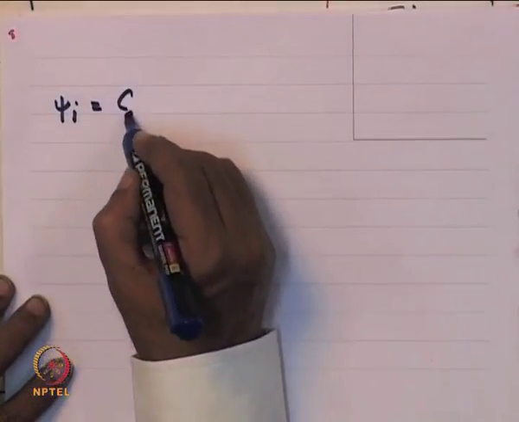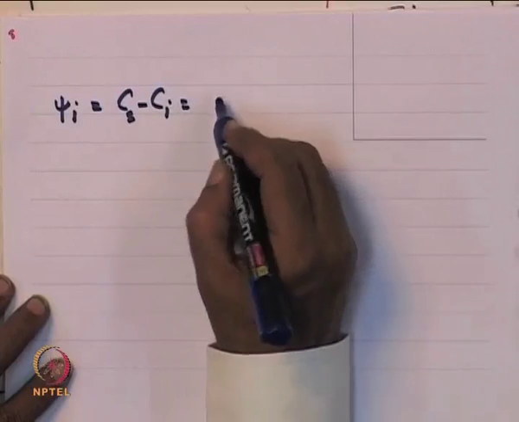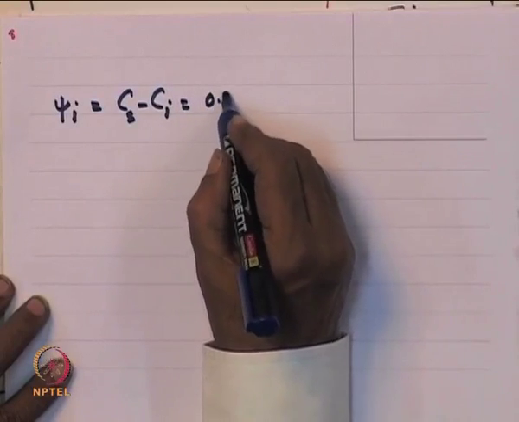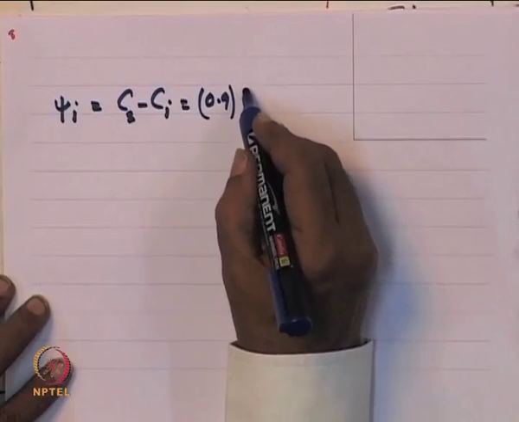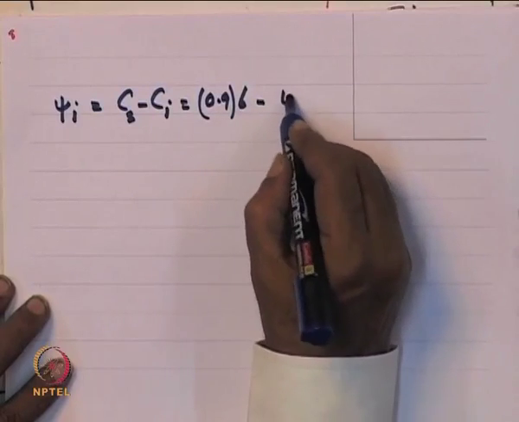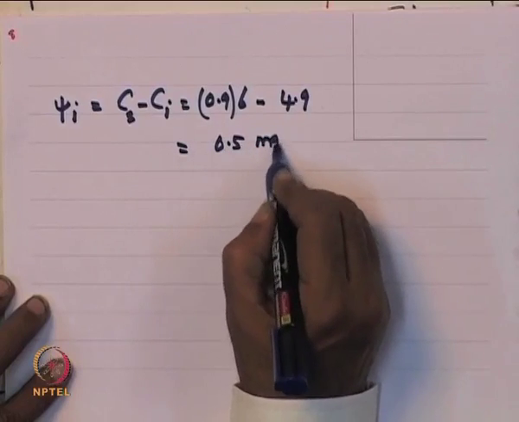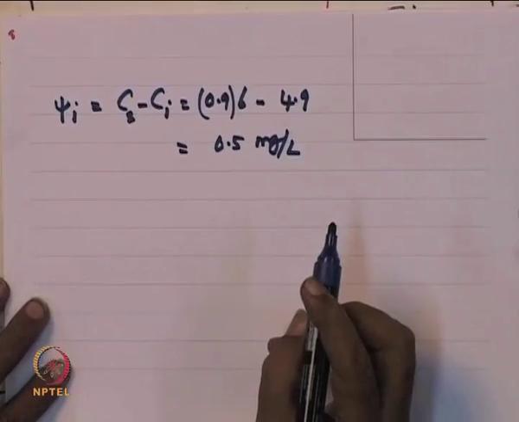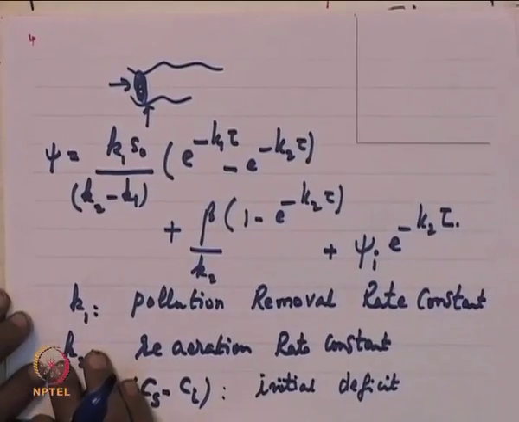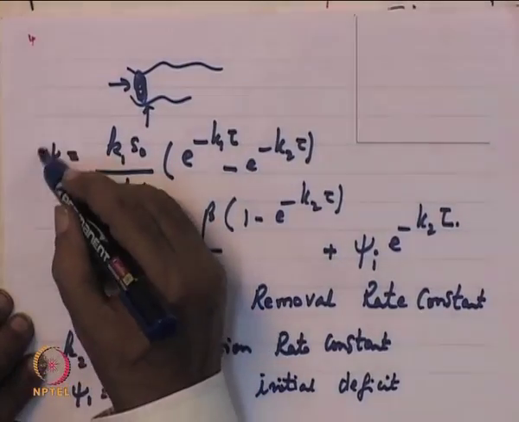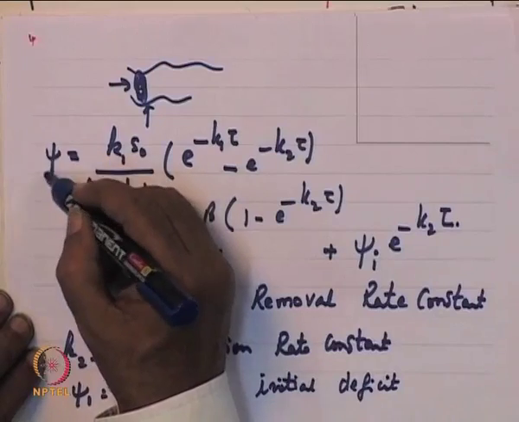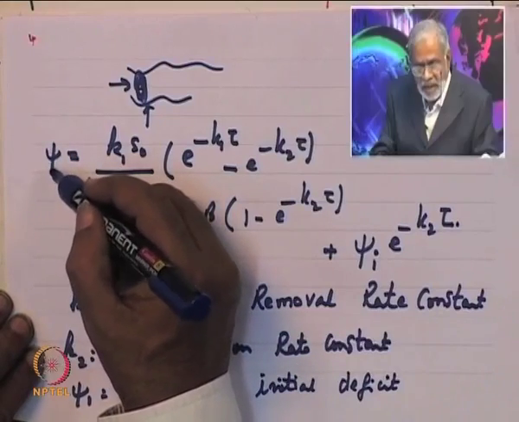But we have solved these kinds of problems before, so we can very quickly find out what psi I is. By definition it is Cs minus Ci, which is 0.9 multiplied by 6 minus 4.9. Okay, that becomes 0.5 milligrams per liter. We start like this. Okay, is that clear? So our equation is here. So we want to know how low this can become. Of course, we do some trial calculation, etc.